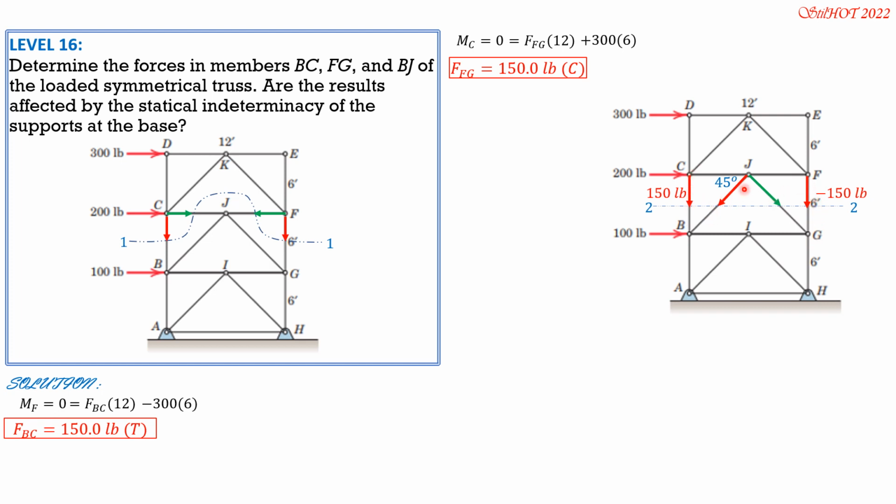This is known, so therefore we set moment at G equals 0. There are two components of BJ, namely horizontal and vertical. Both these components are counterclockwise about G, so let's consider counterclockwise positive. Let's begin with FBJ cosine 45, the horizontal component, times 6. Then the vertical component is plus FBJ sine 45, also times 6. Distance to G is 6.